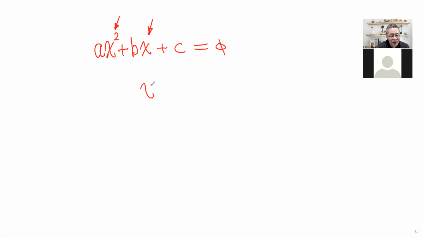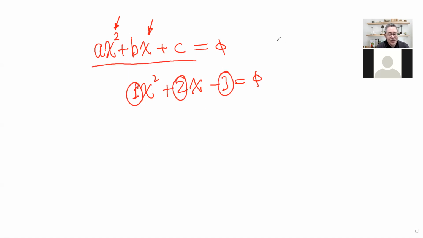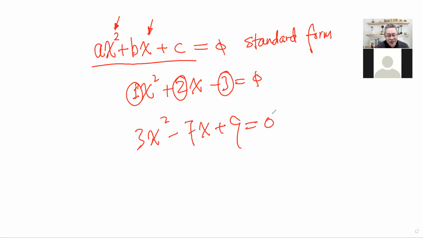So for example, we could have x squared plus 2x minus 3 equal to 0. You can see that this is actually just 1. So one constant, there's another constant, there's another constant. So therefore, this is what mathematicians call standard form. So kind of like a template. And then when we see something like this, say 3x squared minus 7x plus 9, we just know that that is a quadratic equation because that fits into this template.